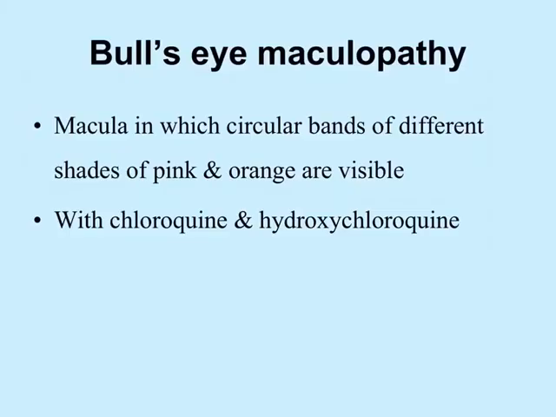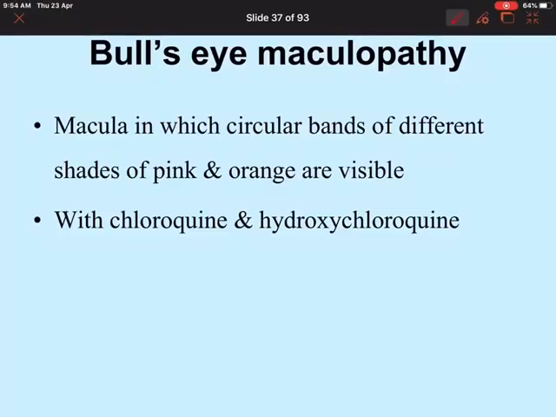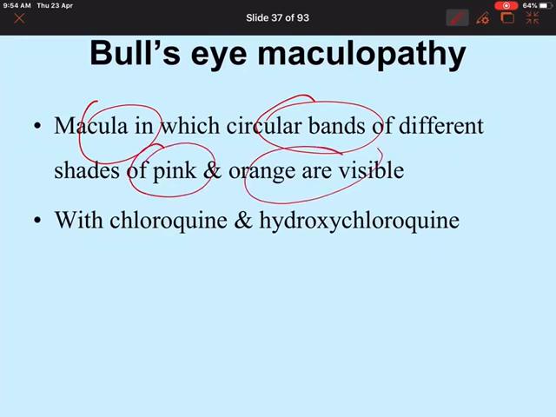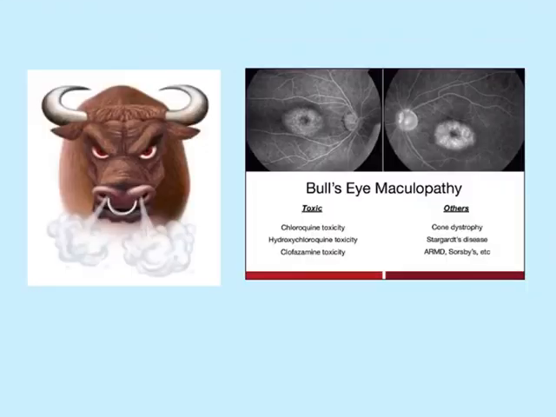So, what is bullseye maculopathy? The macula has circular bands of different shades of pink, white and orange visible. This looks like a bull's eye. So, the drugs which can cause this are chloroquine, hydroxychloroquine and clofazimine, which is used in the treatment of tuberculosis.